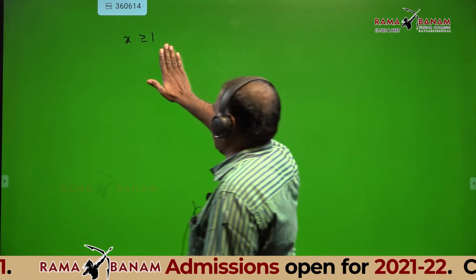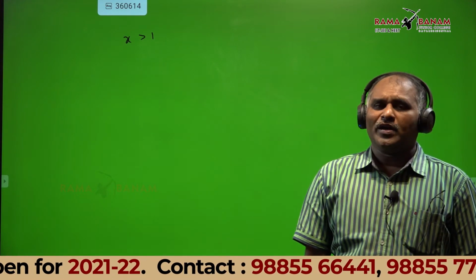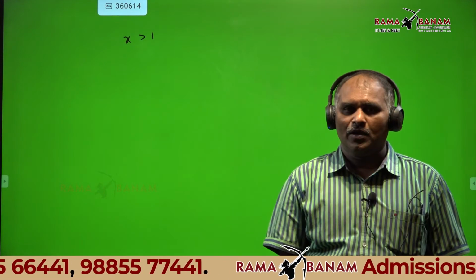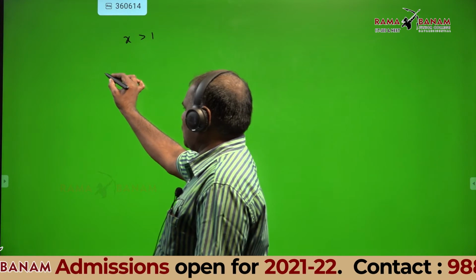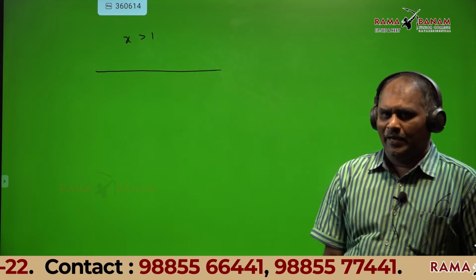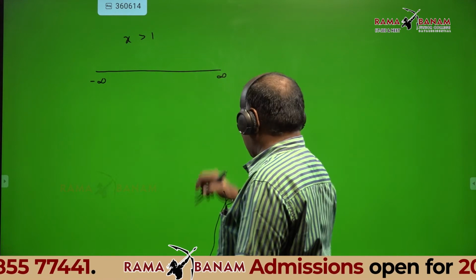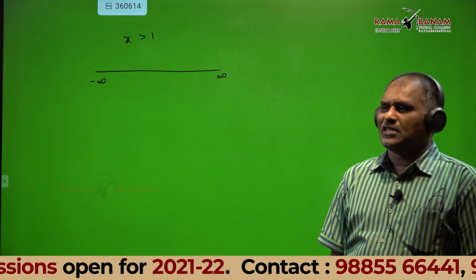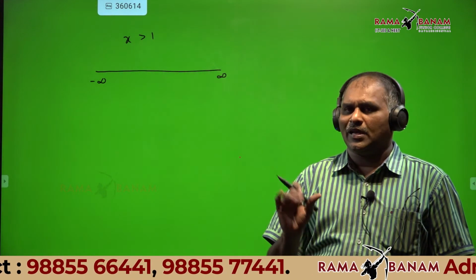Okay, the first one has no equal to sign; it is just x greater than 1. What is the meaning of this? How do we represent it graphically? Listen, here we use a number line. The number line means the real number line. What are real numbers? Starting is minus infinity, ending is plus infinity. Between minus infinity and plus infinity, all real numbers are there.